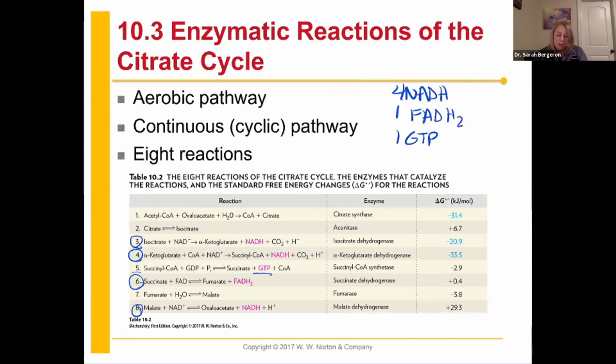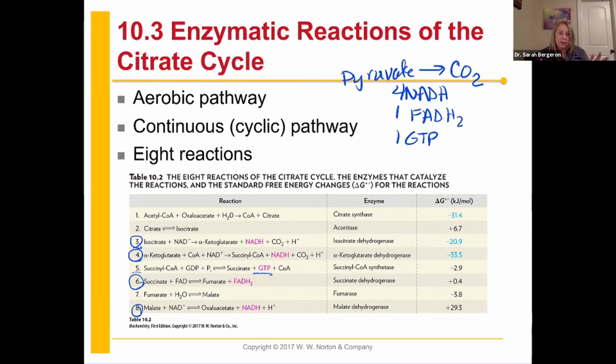And then you end up converting this whole thing. You go from pyruvate to CO2. Okay, that's where your carbons are. Your carbons are in pyruvate. Where do your carbons end up? Your carbons end up in carbon dioxide.